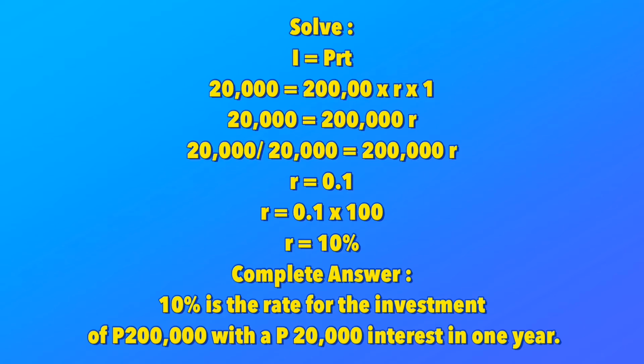And then we're going to divide both sides of the equation by 200,000 in order to have the R. R is the rate. So 200,000 divided by 200,000 equals 1. So that's why we have R. And 20,000 divided by 200,000, we have 0.1. Then since we are computing for the rate, we're going to multiply this by 100. So 0.1 times 100 is equivalent to R equals 10%. So our complete answer now: 10% is the rate for the investment of 200,000 pesos with a 20,000 interest in 1 year.